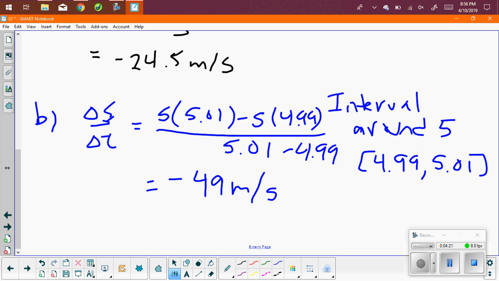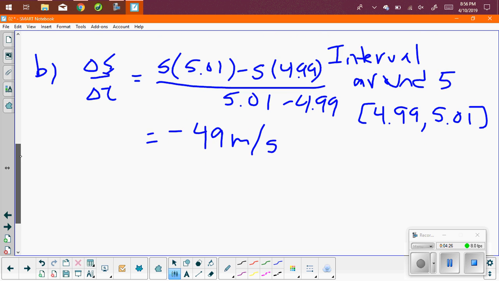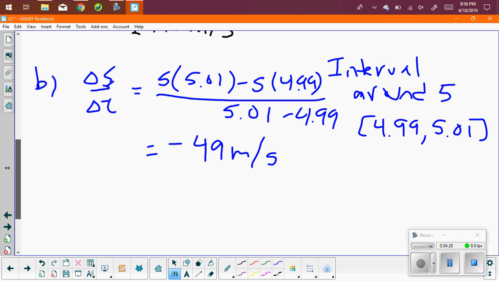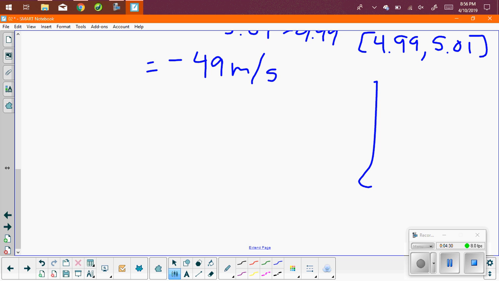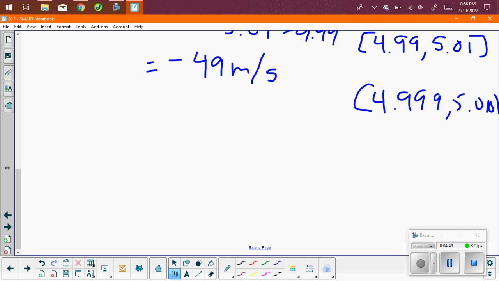Okay, and that's nice and accurate. And to check it for consistency, we might do an even smaller interval. So maybe I do this again between 4.999 and 5.001. Just to make sure that it's doing what I think it does, we do it on a smaller interval and check. Okay, that's one technique you can use.